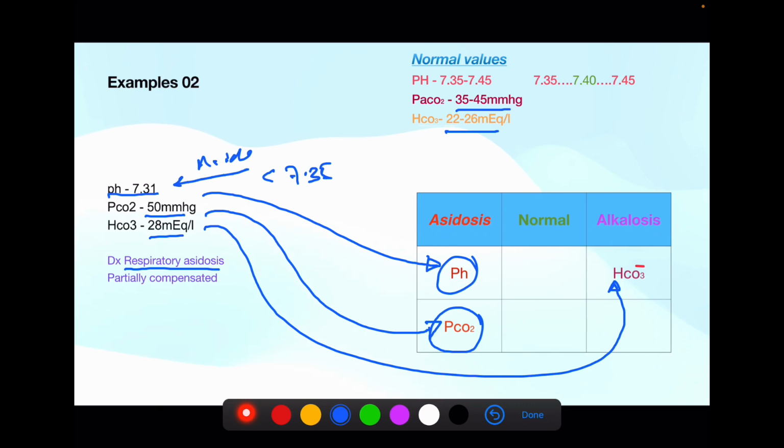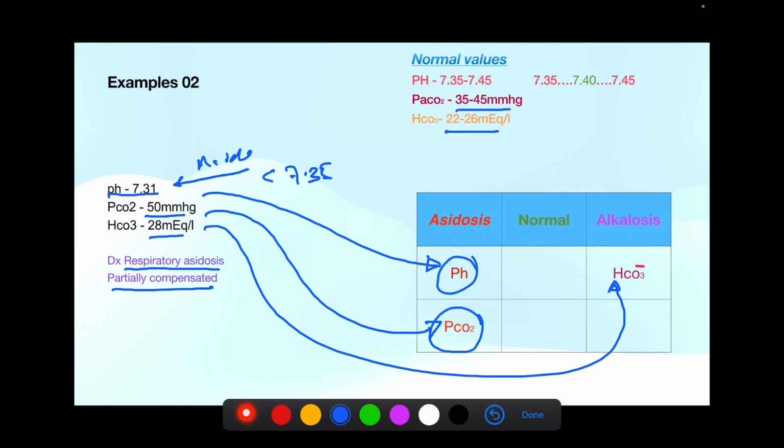How are you going to determine that? You have to look at your bicarbonate. It is not in the normal range; it is accumulating above the upper limit. The body tries to accumulate more bicarbonate and tries to compensate the respiratory origin of acidemia, right? It means we can simply say this is a partially compensated respiratory acidosis.